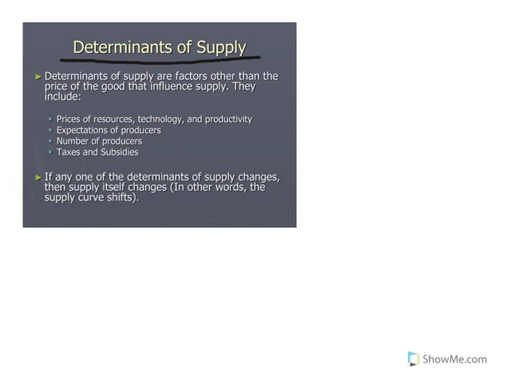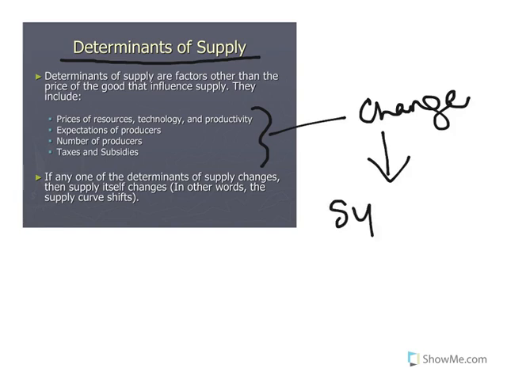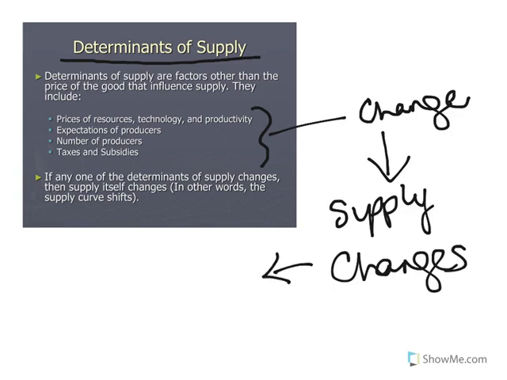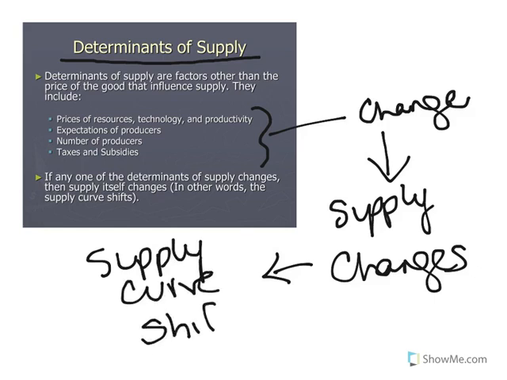Now, anytime one of these determinants of supply changes, so if there's a change in any of these, what that means is that supply changes. And if supply changes, then graphically what that means is that the supply curve shifts.